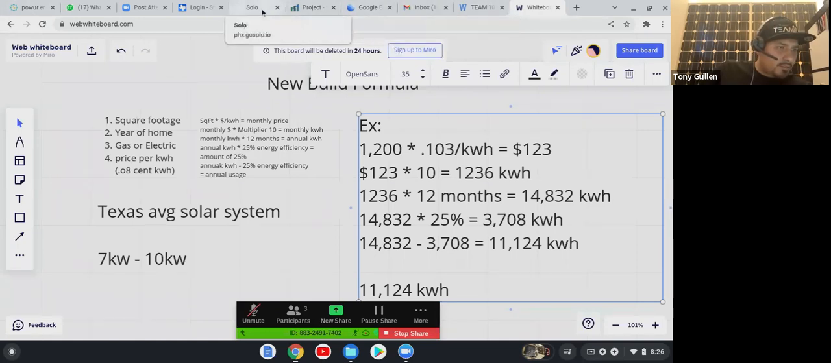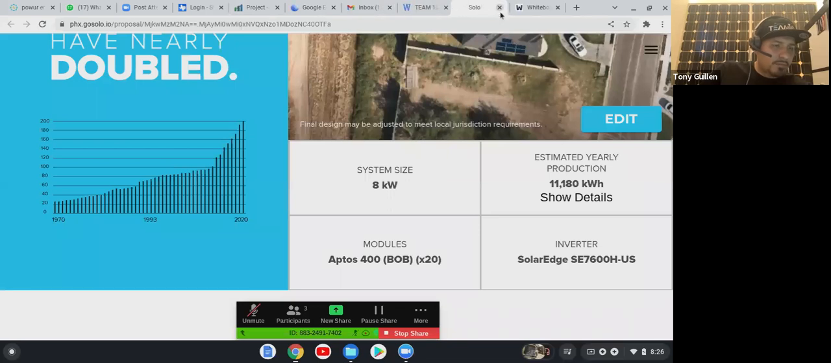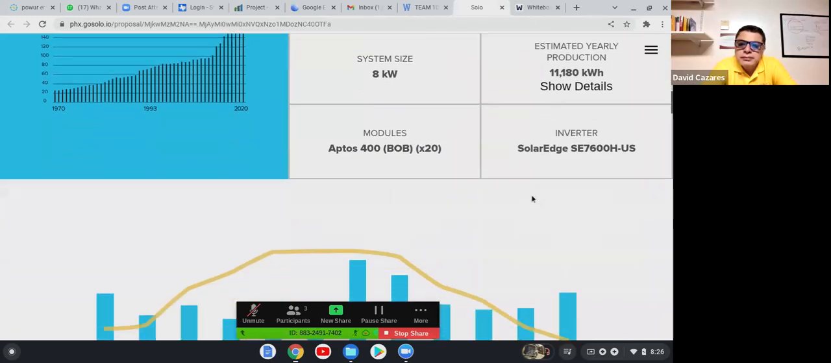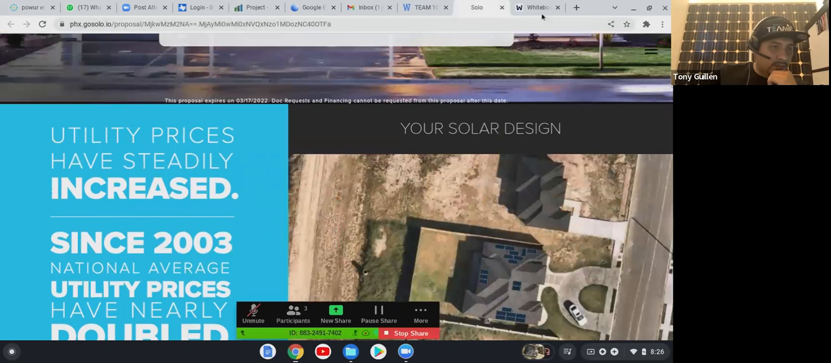And we can go back into the solo and we can play around with it. So now we know we're in the range of where we want to be. So guys, that is how you create the formula on a brand new build.